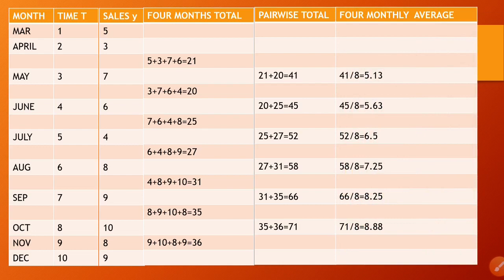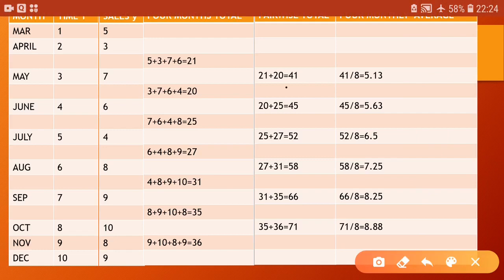Okay. Sir, why? 8, because you can see what you are dividing. You are dividing 41. This 41 is total of 21 and 20. Now this 21 is total of 4 years and this 20 is total of 4 years. So this 41 is total of 8 years. So if you want to find the average, you have to divide it by 8.